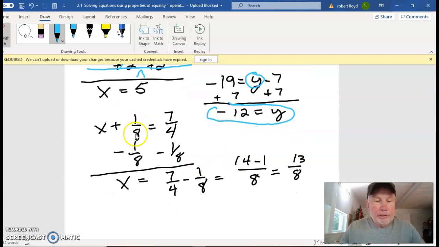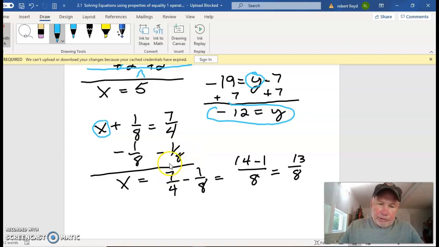Okay, here's where students have a little bit of trouble, because remember, when we add and subtract fractions, we have to have a common denominator. So here, we want to solve for x. It has a +1/8 with it. So we have to use a -1/8 to get rid of it. And we do that on the other side also.